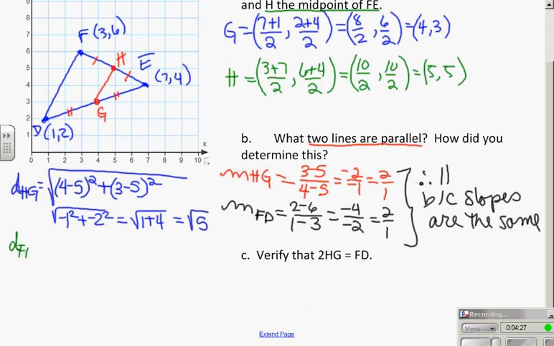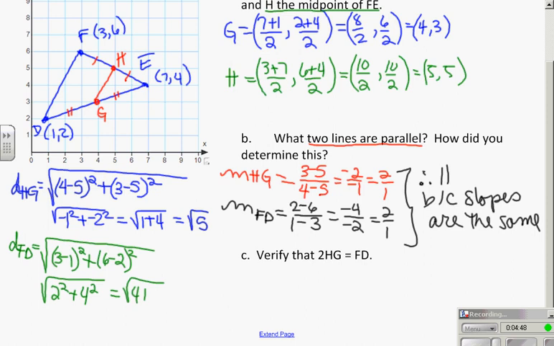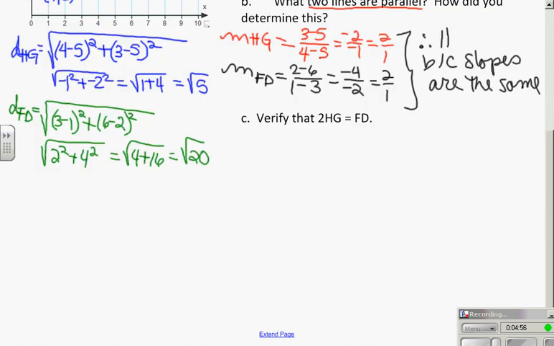So let's go ahead and do the distance of FD. We're going to find that exactly the same way. We are going to take our x's subtracted, 3 minus 1, the quantity squared, plus our y's subtracted, 6 minus 2, the quantity squared. That's going to give us 2 squared plus 4 squared, which is the square root of 4 plus 16, which is the square root of 20.